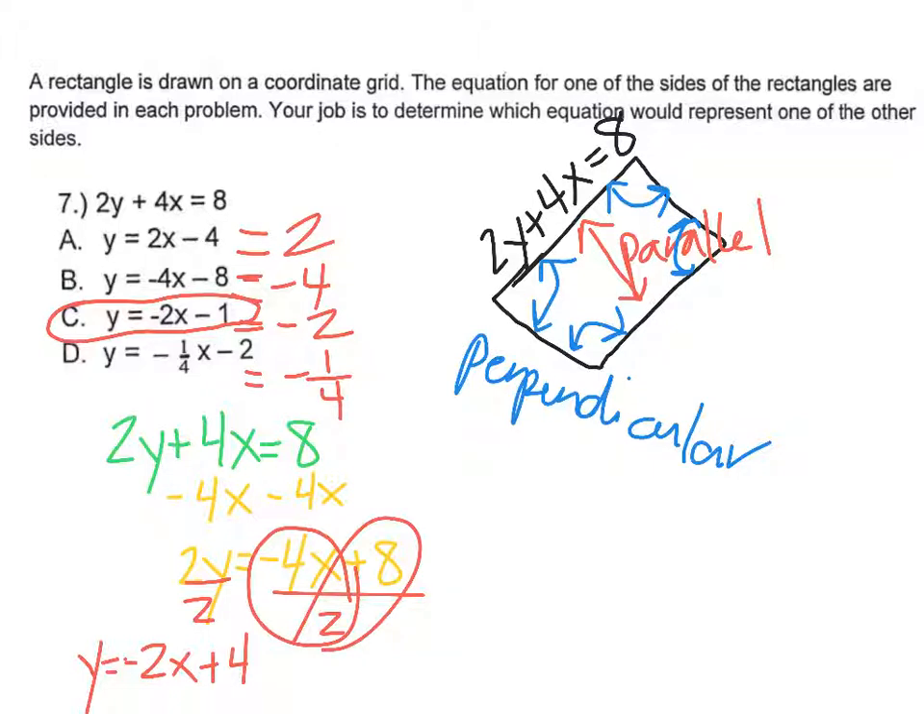Okay? We don't really have any way of knowing exactly what the y-intercept is because we don't have any other information. We just know that it has to be different in order for it to be parallel. And the y-intercept of this one is negative 1, which is different.